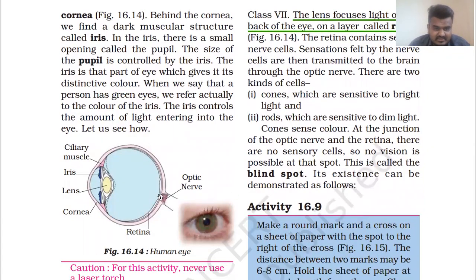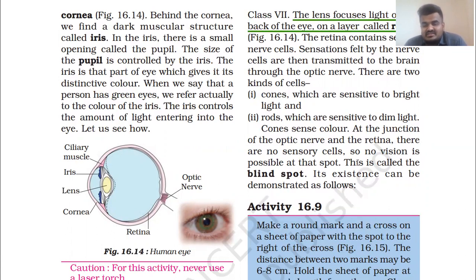At the junction of the optic nerve and the retina, somewhere here, there are no sensory cells. In other words, it will not sense any light, either dim or bright. So no vision is possible at that spot. This is called the blind spot.